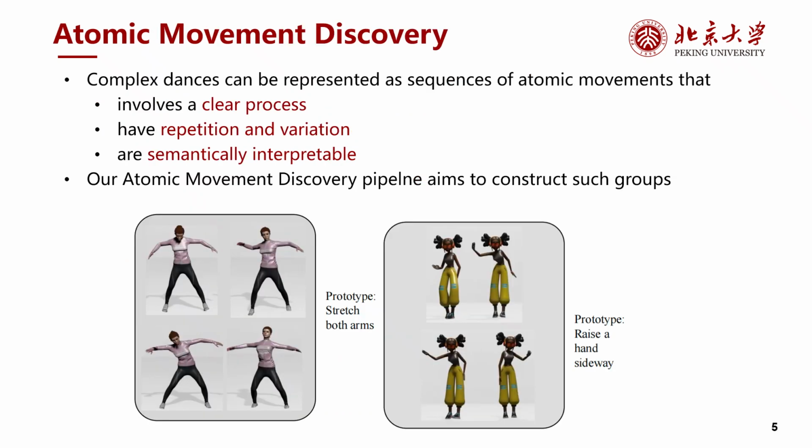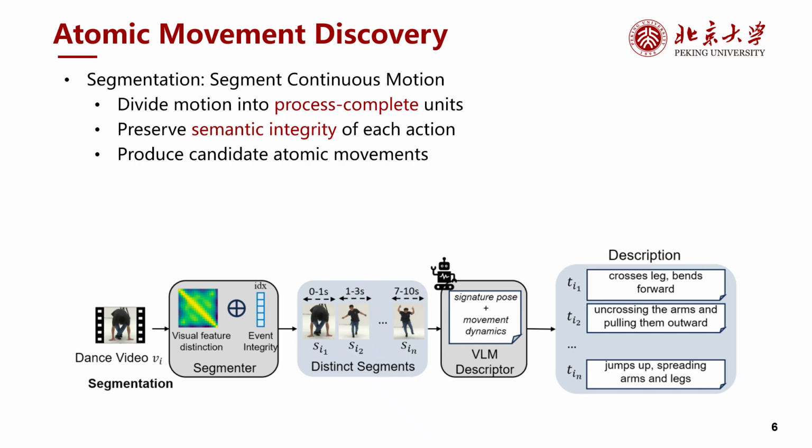Our starting observation is that a complex dance can be represented as a sequence of atomic movements. Each unit forms a complete process, can recur with variations, and has a clear semantic meaning. The discovery pipeline begins with segmentation. We divide continuous motion into process-complete units while preserving the semantic integrity of each action. These segments become our initial candidates.